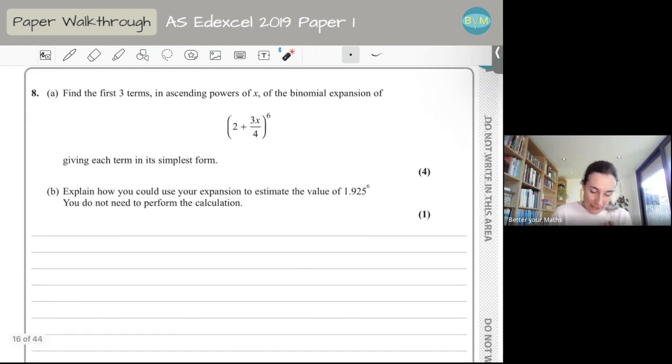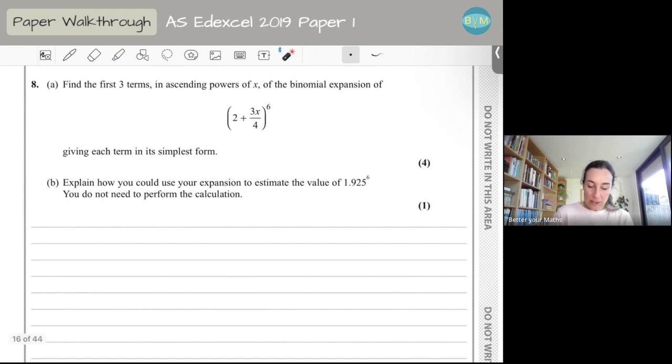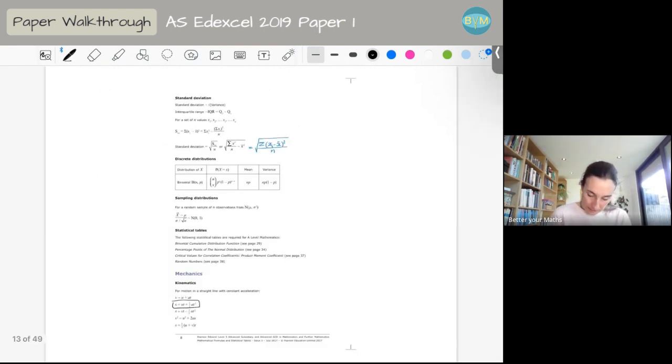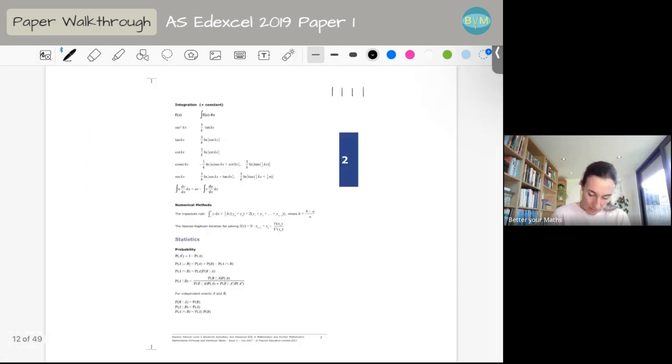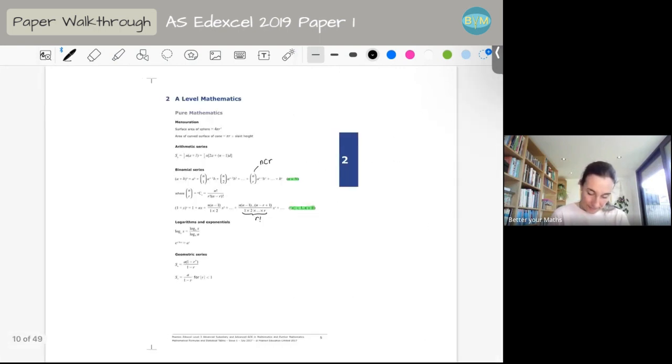Question 8. We have to find the first 3 terms in ascending powers of x of this binomial expansion. So we have 2 plus 3x over 4 to the power of 6. And remember you have a formula in the formula booklet. I'm going to show you the formula. Is this one.